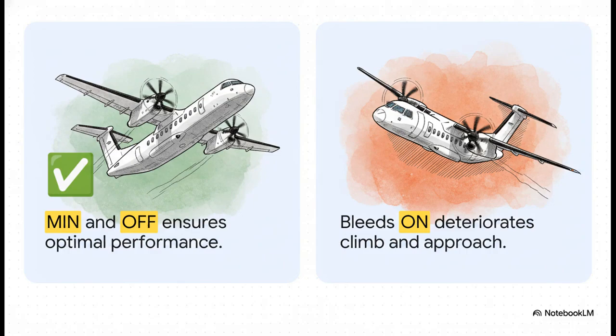And you know, this perfectly illustrates exactly why that rule exists. Keeping your bleeds at min and off guarantees optimal aircraft performance. However, leaving those bleeds on directly causes a critical deterioration in your performance. Specifically, the source data tells us that with the bleed selector on, both your takeoff climb and your approach or missed approach performance will actively deteriorate because of bleed losses. When you're close to the ground, trying to climb or execute a missed approach, you need absolutely every ounce of performance that Q400 can give you.